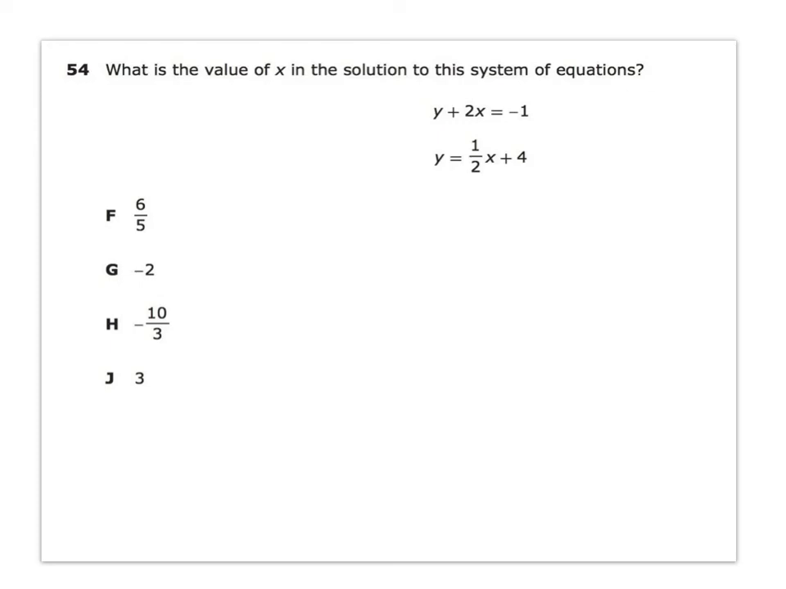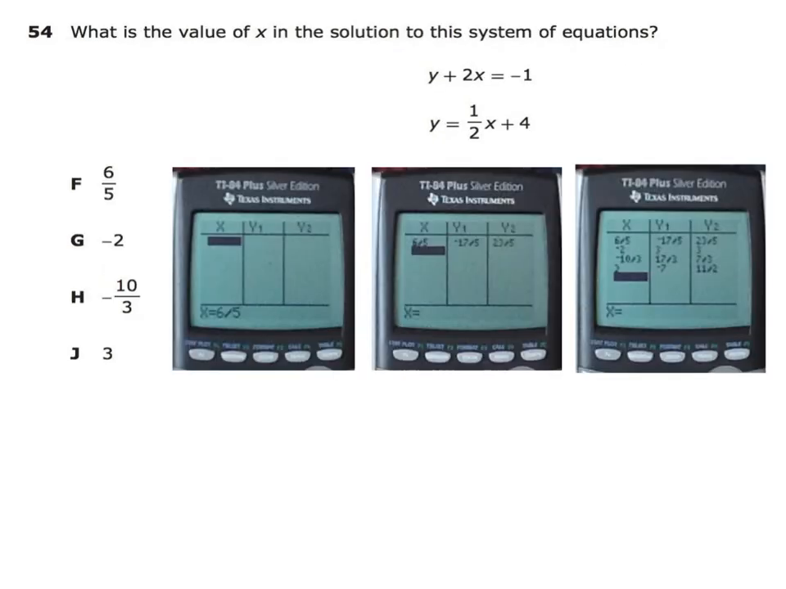I still need to get these both into y equals, so I need to solve this top equation for y so that I can put it into the calculator. So it's going to be y equals -1 minus 2x. Now I have two equations in y equals format that I can put into the y equals of my calculator. So I'm going to go ahead and do that, and then I'm going to bring up my table.